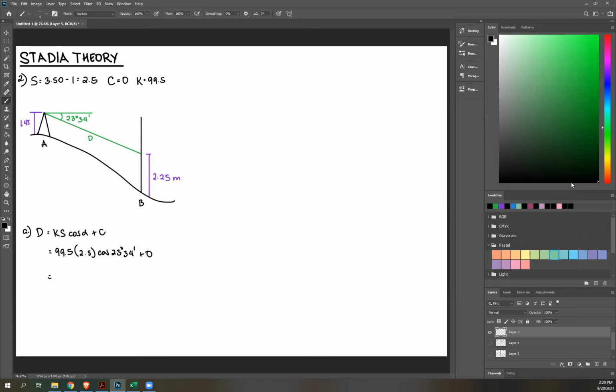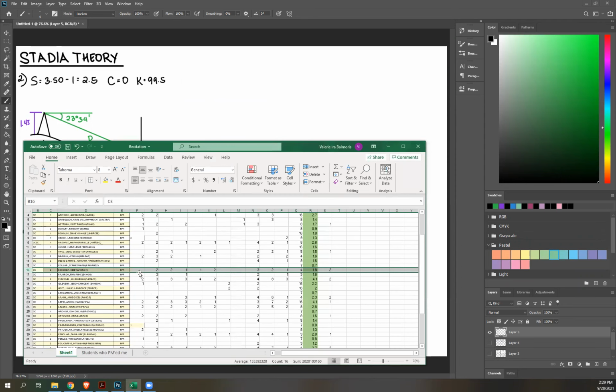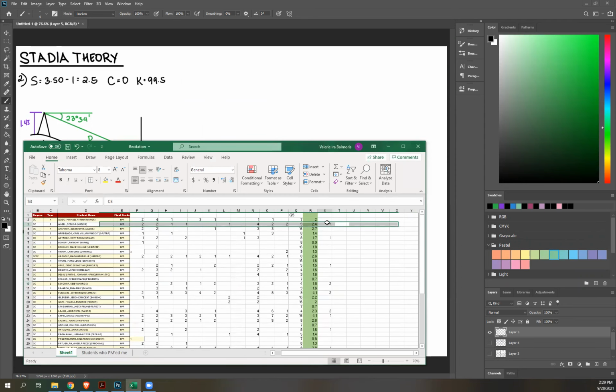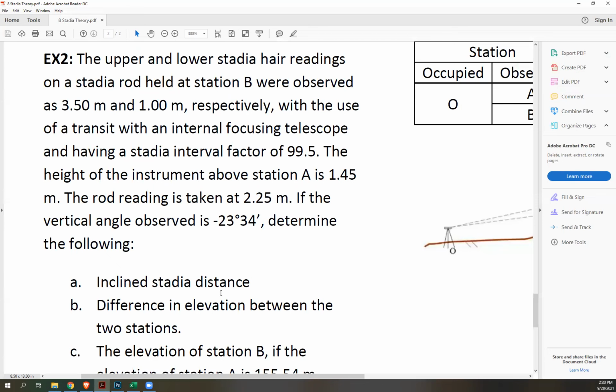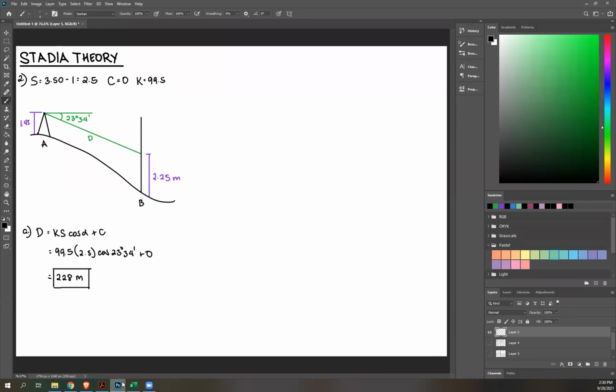Correct. KB. Angelica. Angel Escobar. Oh, 2 points ka na. So other one. Maro, correct. It's 2 to 8. And that's it for inclined stadia distance. Next, difference in elevation between the two stations.